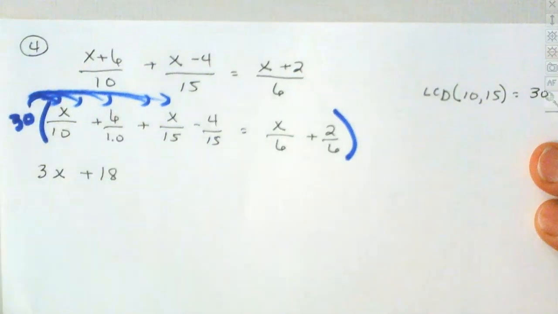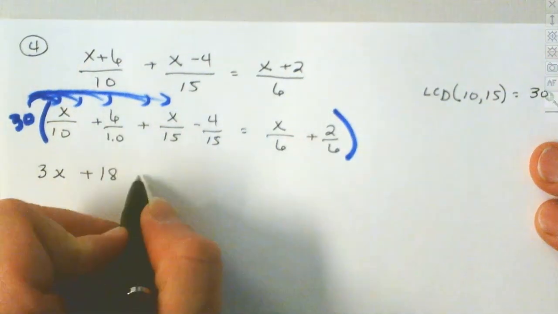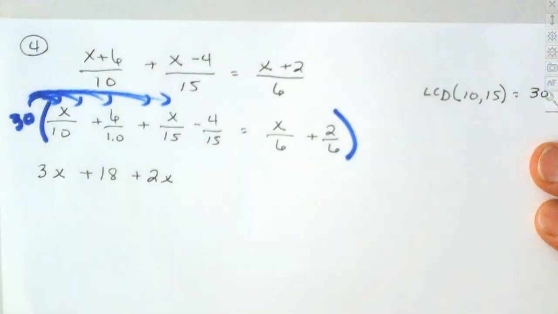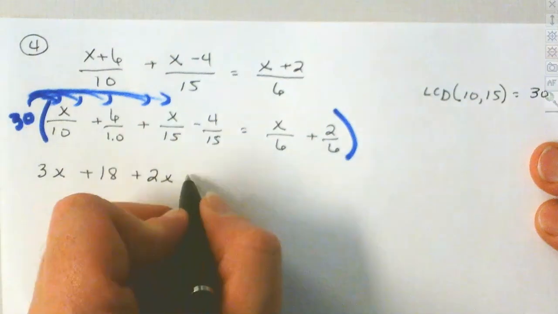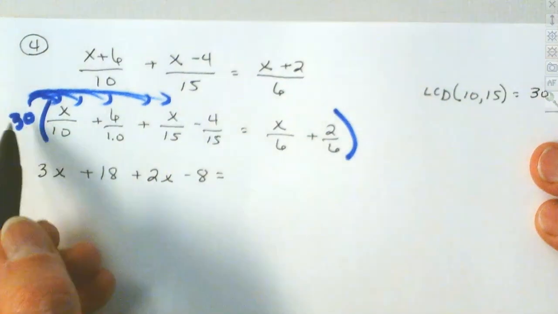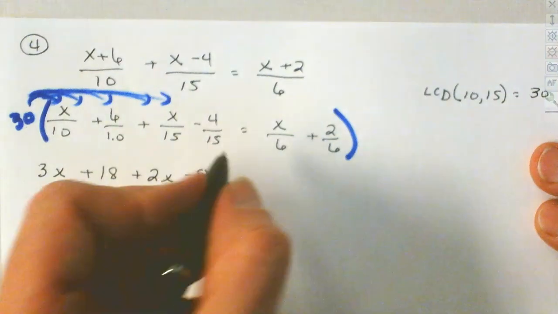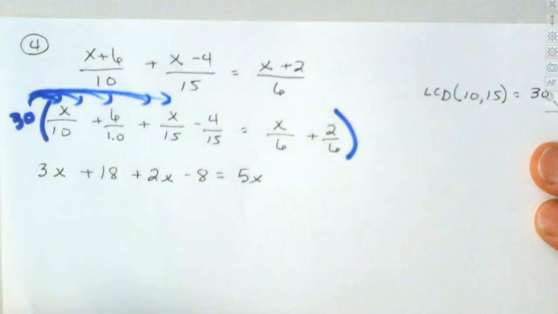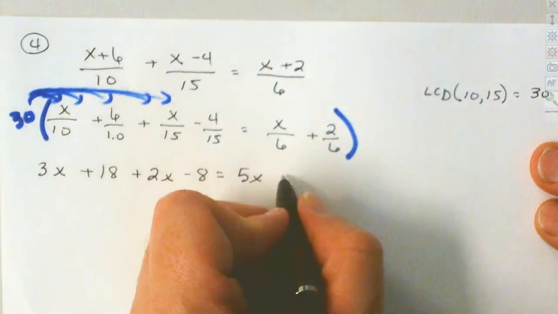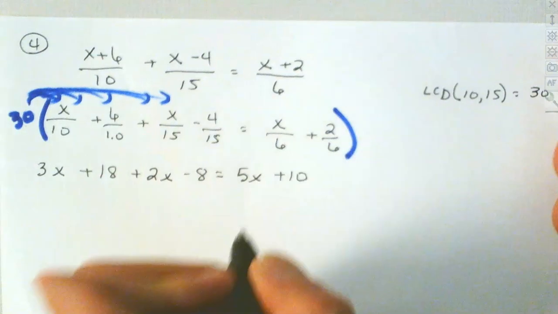30 divided by 15 is 2 times x, that makes it a 2x. 30 divided by 15 is 2 times a negative 4, that makes it a negative 8. 30 divided by 6 is 5. 5 times x, that makes it a 5x there. 30 divided by 6 is a 5. 5 times 2 is a 10.